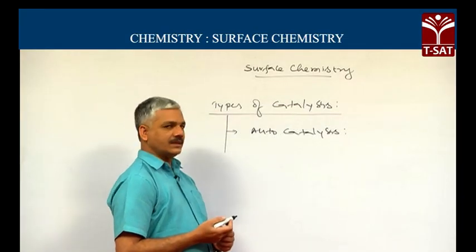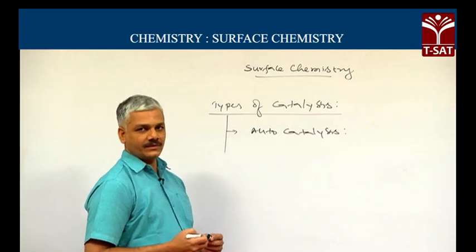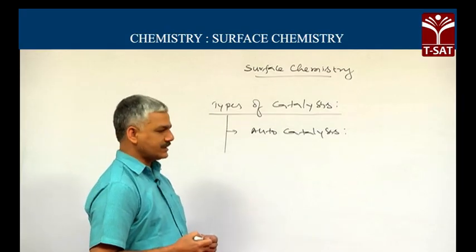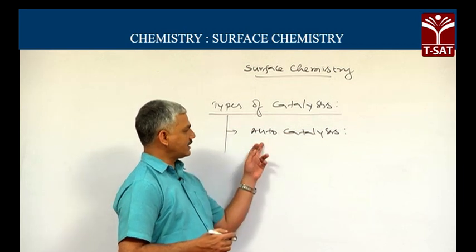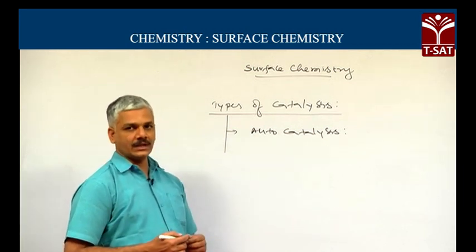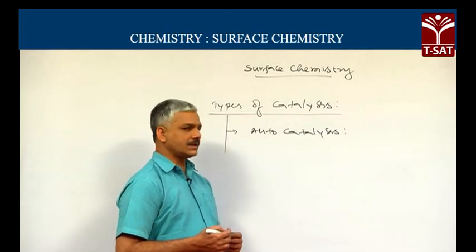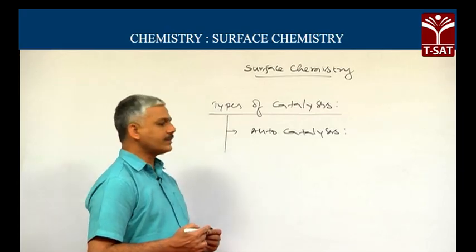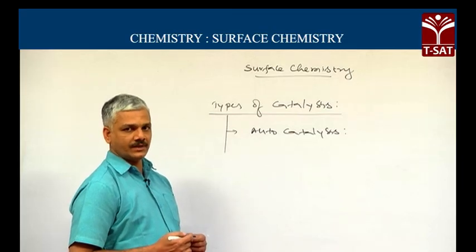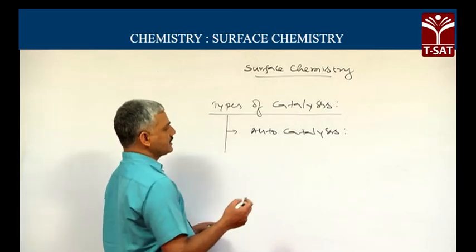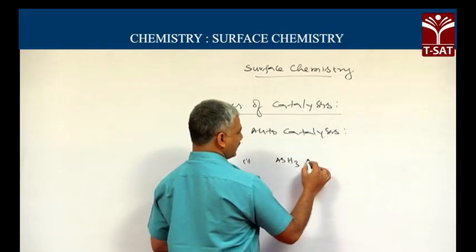Autocatalysis. In this, initially no catalyst will be used. One of the products formed in the reaction acts as a catalyst for the rest of the reaction. Such catalysis reactions are called autocatalysis reactions. These types of reactions are initially slow, but they pick up speed instantaneously once the autocatalyst is formed in the reaction.